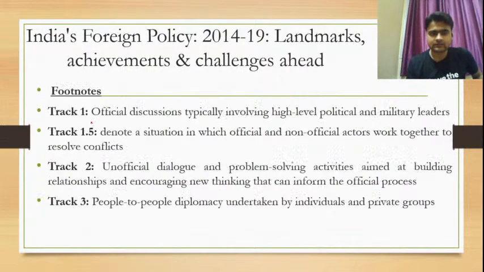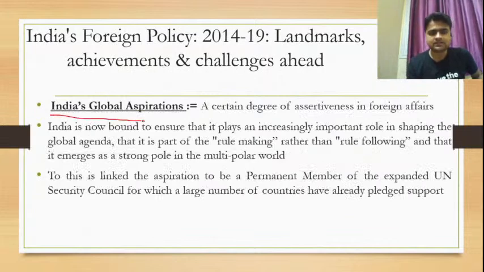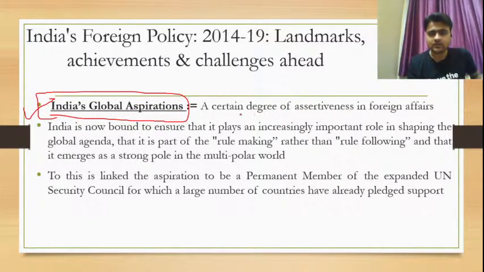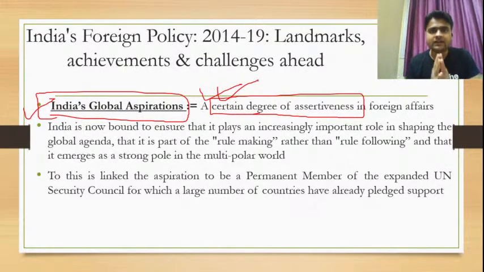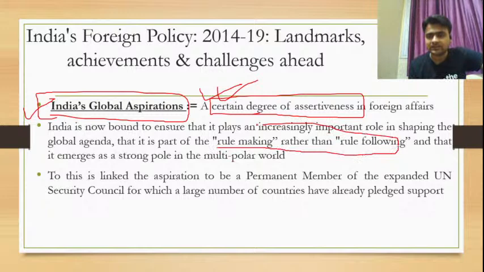So now I think this is the last slide. Yes, India's global aspirations. Finally, what are our global aspirations? The first is that we believe in a certain degree of assertiveness in foreign affairs. That is, we are gradually moving towards being an assertive power. We will be asserting and fighting for our own interests. We want our opinion to matter and count, and our voice to be heard at all international fora. That is our aspiration. We believe that we will be part of a rule-making rather than rule-following regime. In the multipolar world, we will be one of the strong poles.